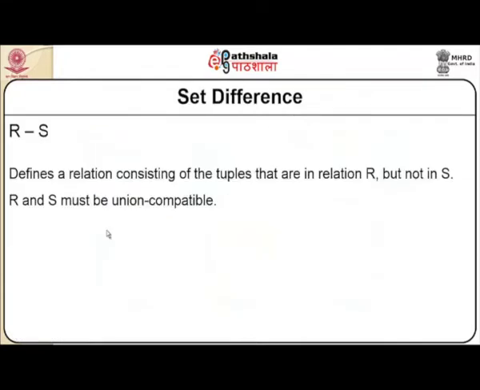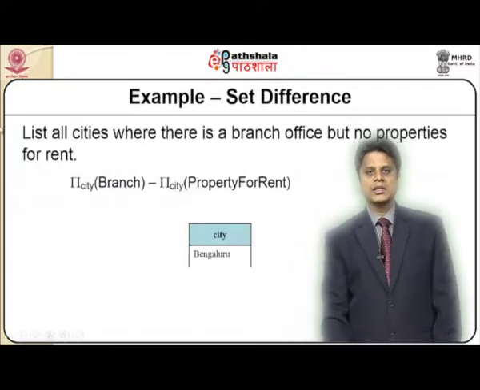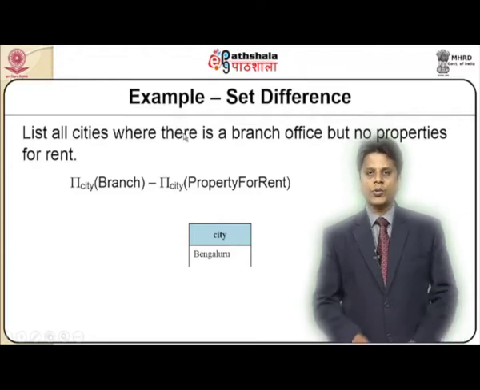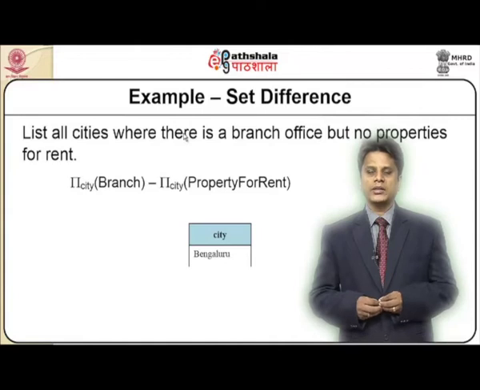The next operator is set difference, which is indicated by the negative symbol, minus. It defines a relation consisting of the tuples that are in relation R, but not in S. So, S is completely eliminated from R, but in this case also R and S must be union compatible. As an example of set difference, I am slightly changing the previous example: list all cities where there is a branch office but no properties for rent. So, I have to highlight a city where there is a branch office and there is no property available for rent.